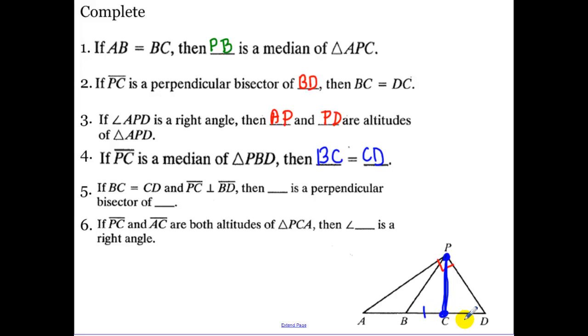So if PC was equal to CD and PC is perpendicular to BD, then, okay, what is the perpendicular bisector of what? So what line intersects at the midpoint? PC intersects the midpoint of BD, so PC is the perpendicular bisector of BD. Okay, PC and AC are both altitudes of triangle PCA. So this is an altitude and this is an altitude of triangle PCA. So therefore we have our right angle at PCA.